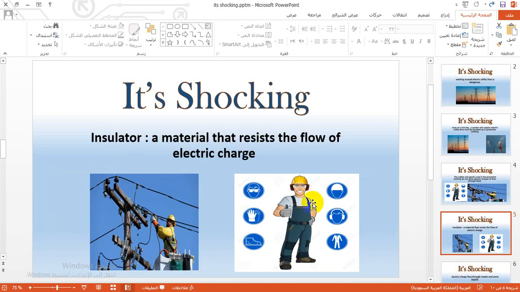So what does insulator mean? I think all of you remember: the material that resists the flow of electric charge. So it will protect the body of the worker from the electric charge, or the high voltage, to keep him safe. So it's made of insulators like plastic, rubber, whatever. A material that resists the flow of electric charge, or the high voltage.